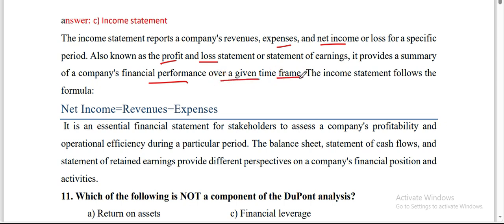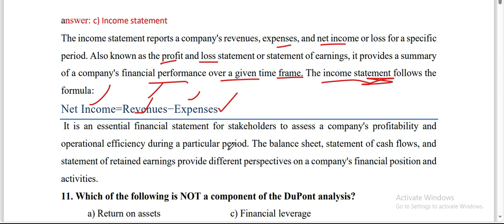The income statement formula is net income equals revenue minus expenses. What we gain, which means the net income is equal to gain minus expense, or gain minus loss. The total income minus expense, what you are losing, gives the net income. It is an essential financial statement for stockholders to assess a company's profitability and operational efficiency during particular periods.